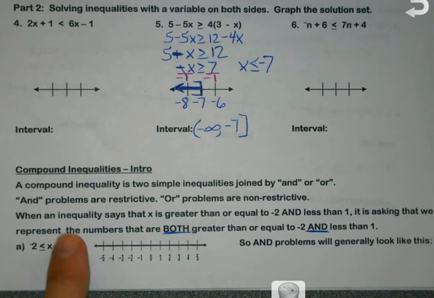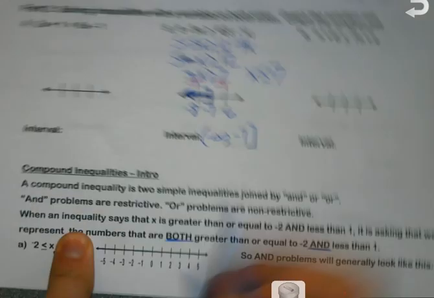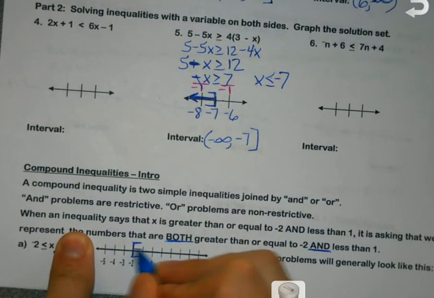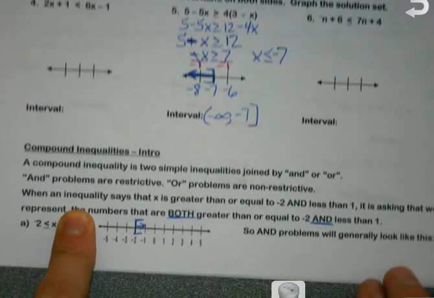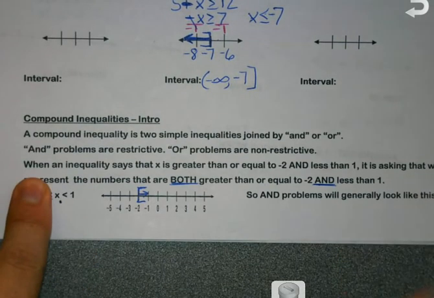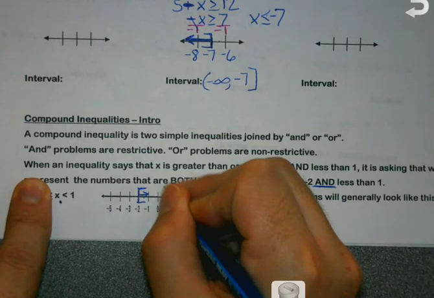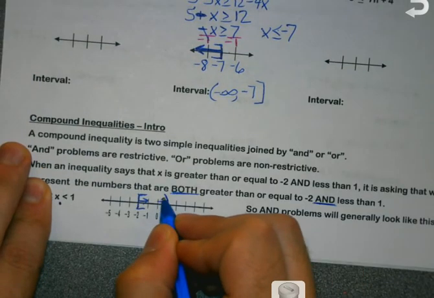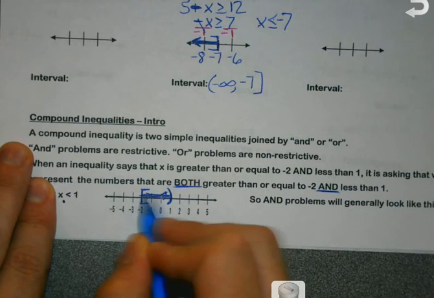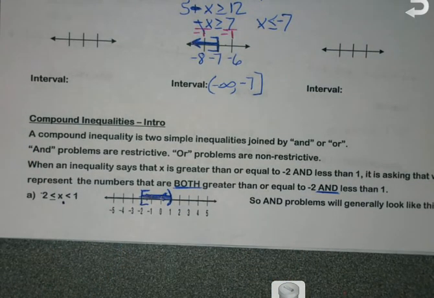So if I look at those separately on here, and we did something like this yesterday, if x is greater than or equal to negative 2, if I were looking at this, it would be going to the right because it's greater than. But at the same time, I want values where x is less than 1, which would be a parenthesis, and those would be going back to the left. And what happens is they end up taking all the values in the middle, which happens most of the time with and statements.